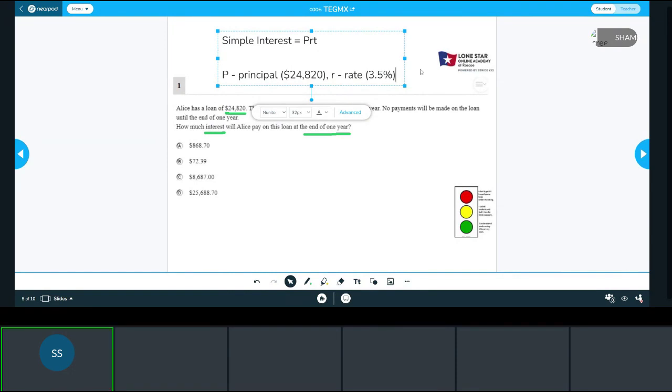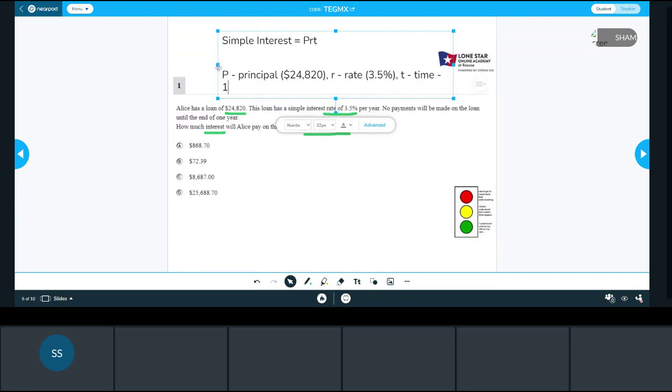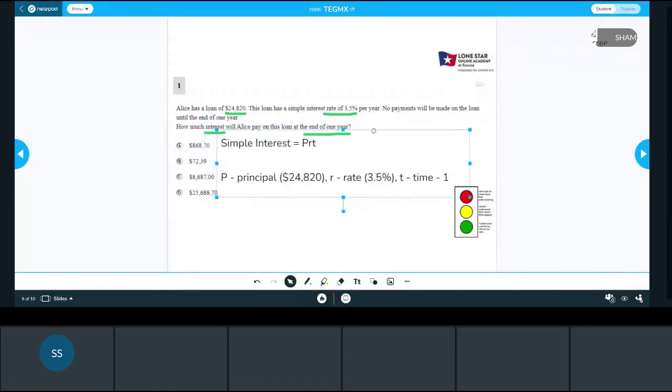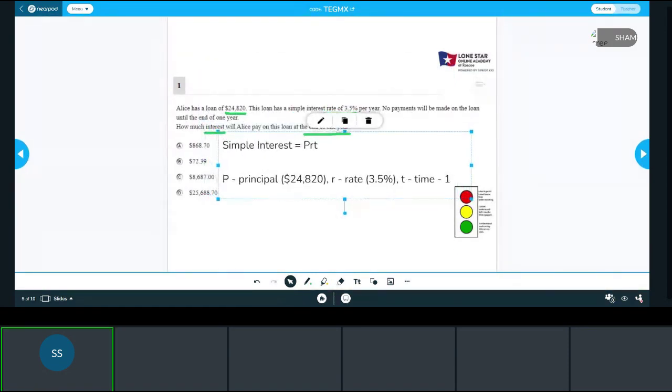Then T represents time. How long did the person borrow the money for, right? And it clearly says at the end of 1 year. So T, that is the time, will be 1. We've got all the information. We can just apply the formula and calculate our answer, right? We have P, R, and T.